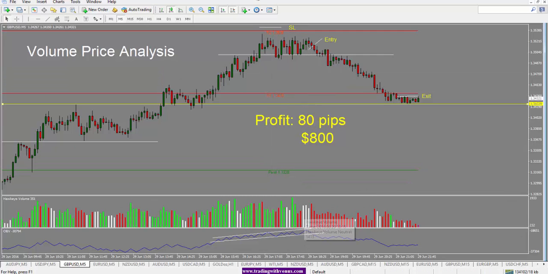So looking at the volume helps you stay out of the trade. It helps you wait for your trade setup before you actually enter the trade. Another thing I was looking at was this indicator here. It's called on balance volume.